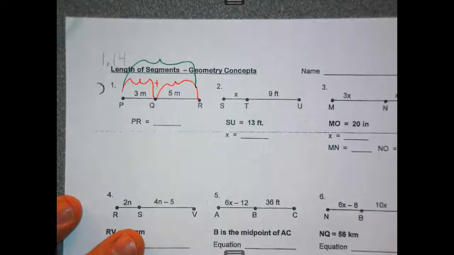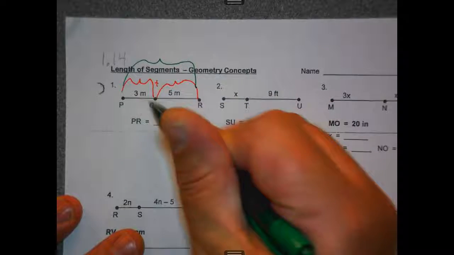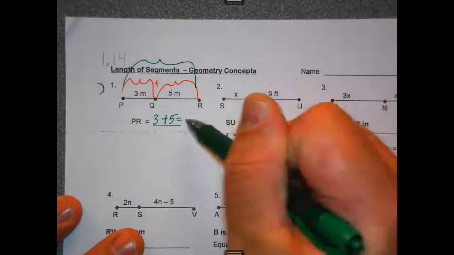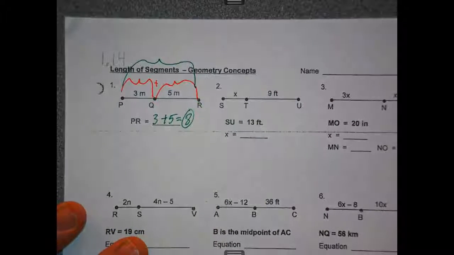Again, we're just adding 2 little line segments to get the big one. So here I'm adding 3 meters plus 5 meters to get 8 meters. That's my answer. Now, obviously, they're going to get a little more difficult.